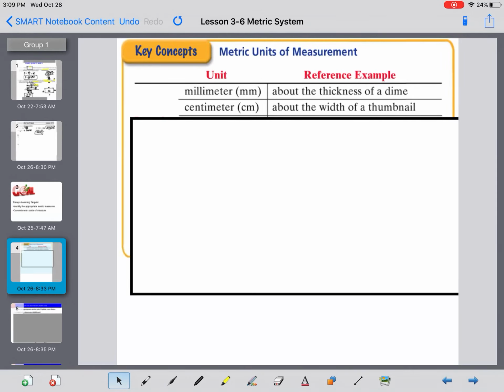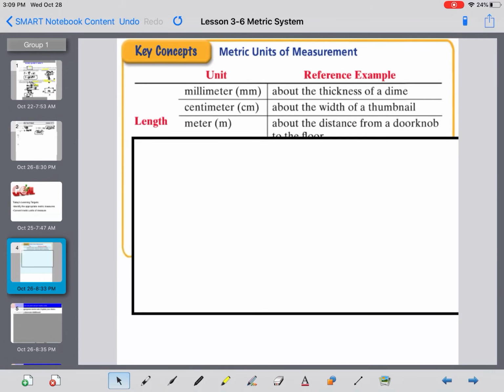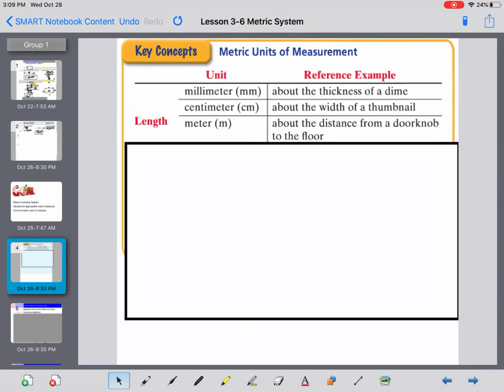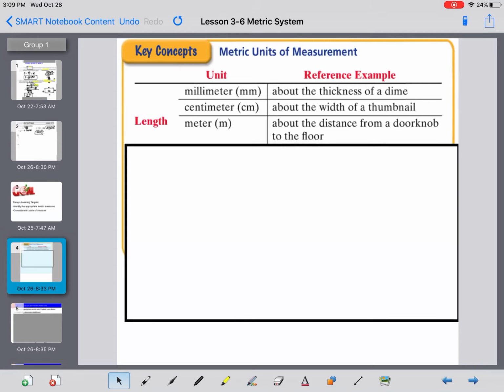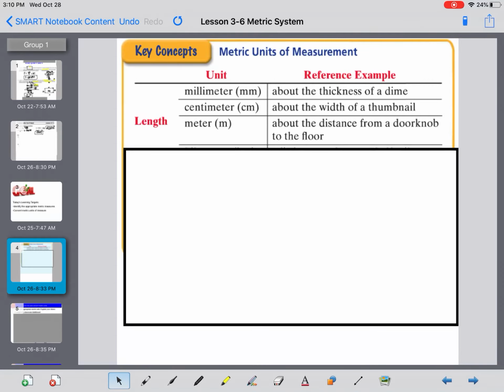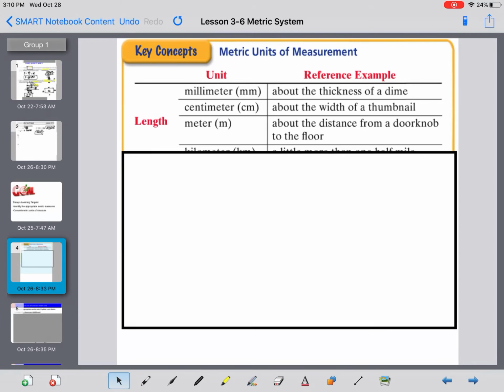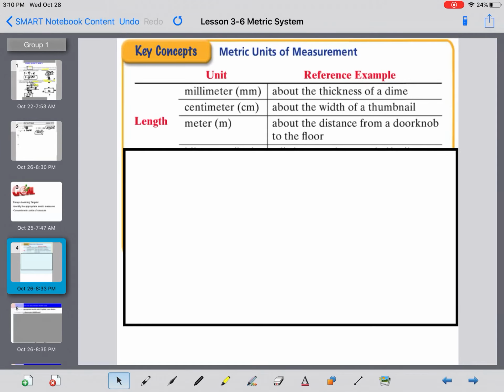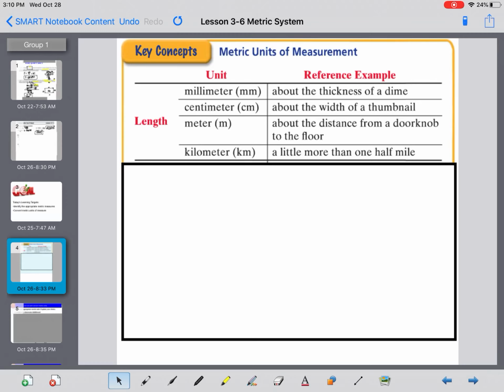So everybody look down at your thumb. That is 1 centimeter, the width of your thumbnail. A meter is about the distance from the doorknob to the floor. So everybody look at the nearest doorknob in your room right now and see the doorknob. For some of us, it's waist high, not for those of you who are taller. But that's about a distance of a meter, or think a meter stick. A kilometer is a little bit more than a half a mile.